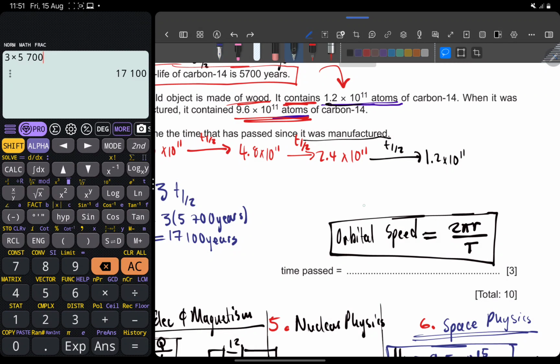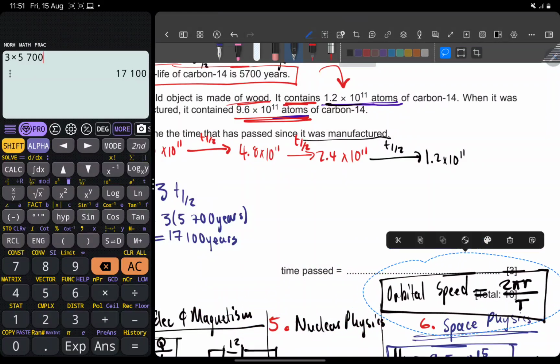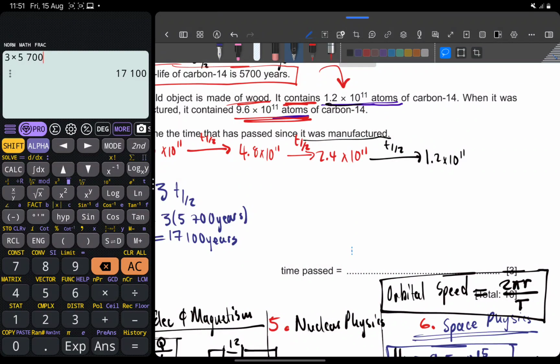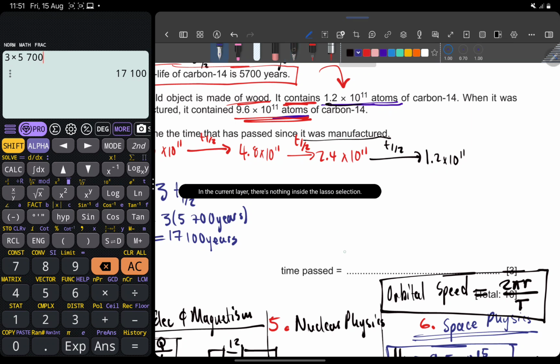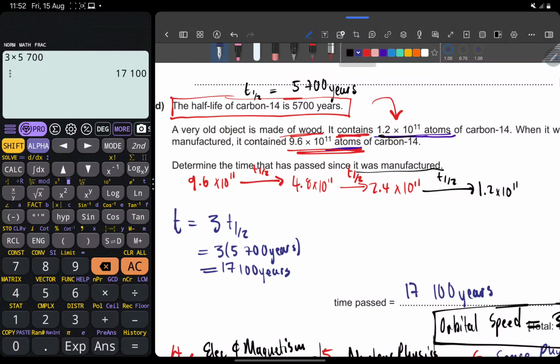Let me put this down somewhere a little bit. Let me lower it down so it does not affect us. So what did we get? Did you see? We got 17,100 years. So you just have to find the number of half-lives. Go half by half by half by half. Don't just do one big jump. You can't. So anyway, this is what you'd get.